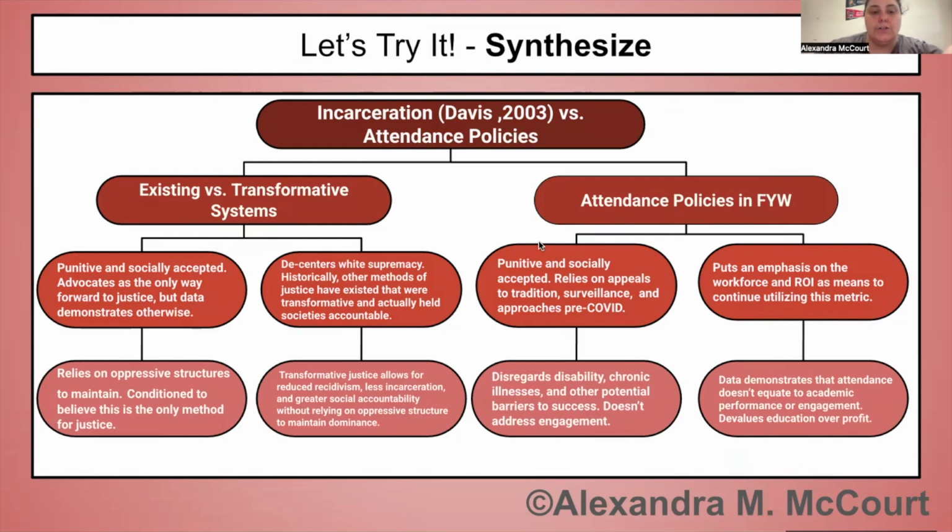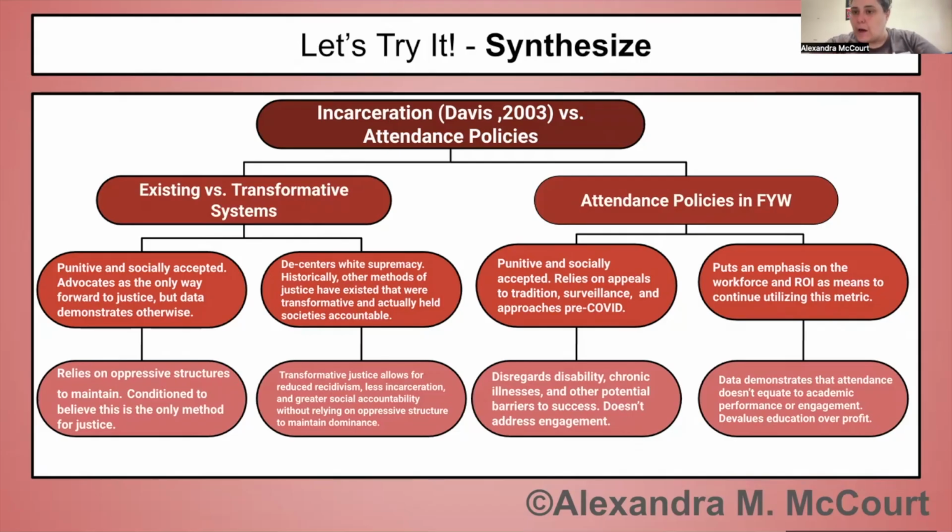So here I have existing and transformative systems on the left-hand side, where punitive and socially acceptable advocates is the only way forward to justice, but data demonstrates otherwise, relies on oppressive structures to maintain, conditioned to believe this is the only method for justice. Similarly, with transformative systems, decenters white supremacy. Historically, other methods of justice have existed. Transformative justice allows for reduced recidivism, less incarceration. So I took my analysis from the previous diagram and I put it on the left-hand side.